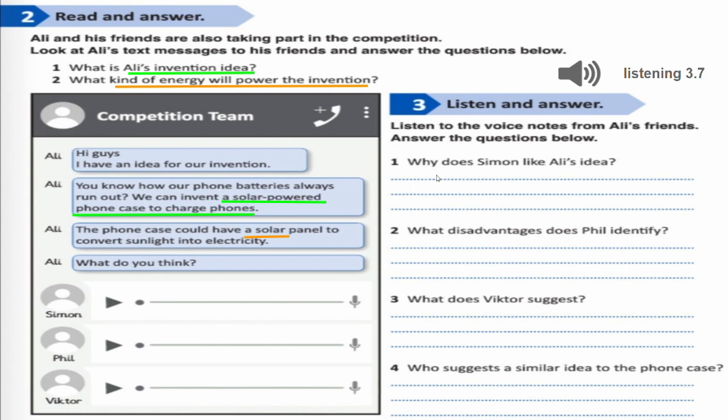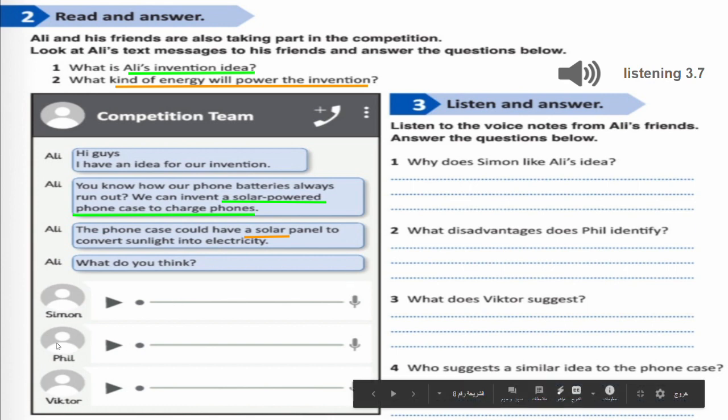Question number 1. Why does Simon like Ali's idea? So you should hear the listening script and write the reason. What disadvantages does Phil identify? So there is something negative, you should mention it. And Phil is the person who mentioned the disadvantage.